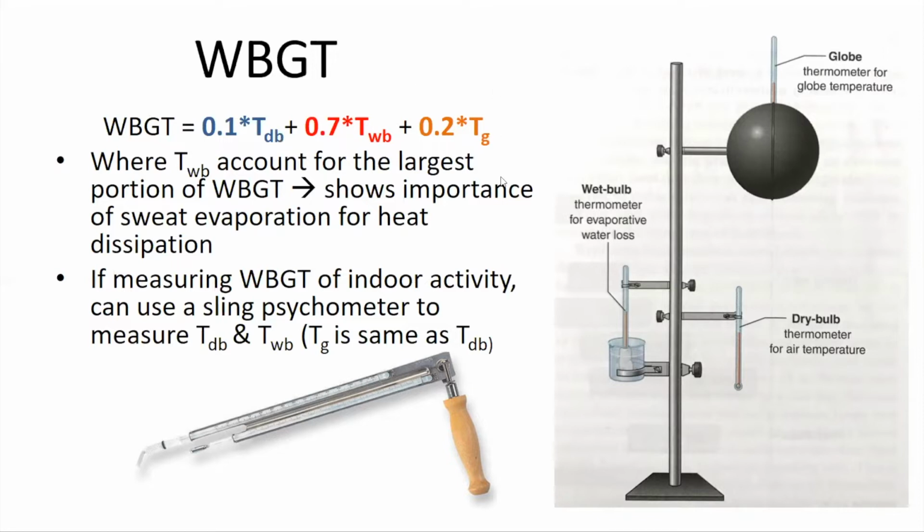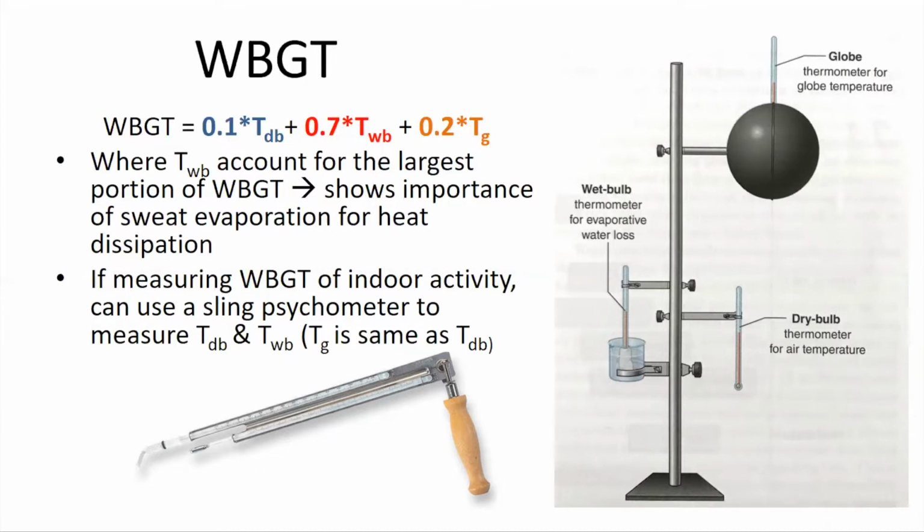Your globe temperature takes into account radiation, so radiation from the sun. If you're performing exercise in the gym or indoors, your globe temperature and your dry bulb temperature would be the same. If you're exercising outdoors in the daytime, your globe temperature would be taken from a metal sphere with the thermometer stuck in the middle, and this sphere should be painted with a flat black paint. And this will measure the radiation that is being gained from the sun.